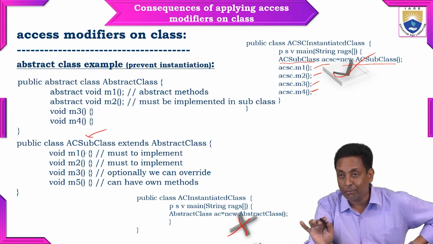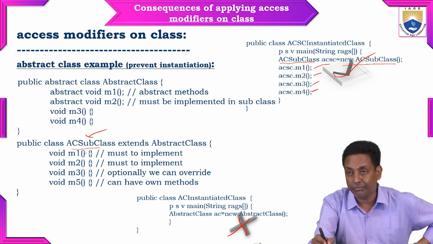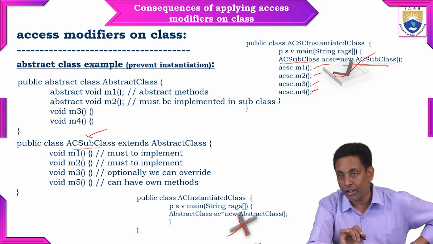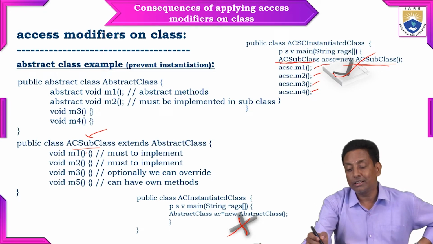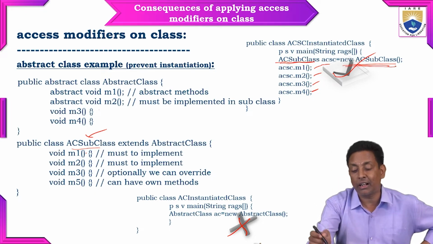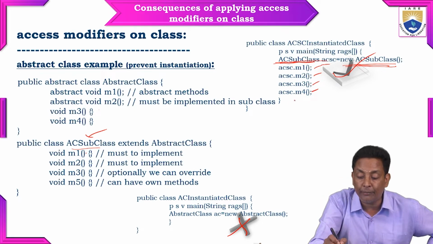Please observe here. You are instantiating the abstract class subclass, and you are taking the reference into the abstract class subclass only. The same class you are instantiating, and into the same class you are taking the reference. In this case, you can invoke M1, M2, M3, M4 and M5 methods.